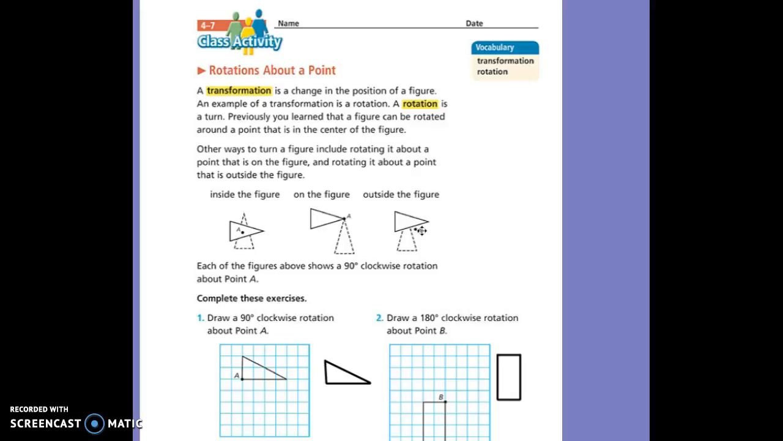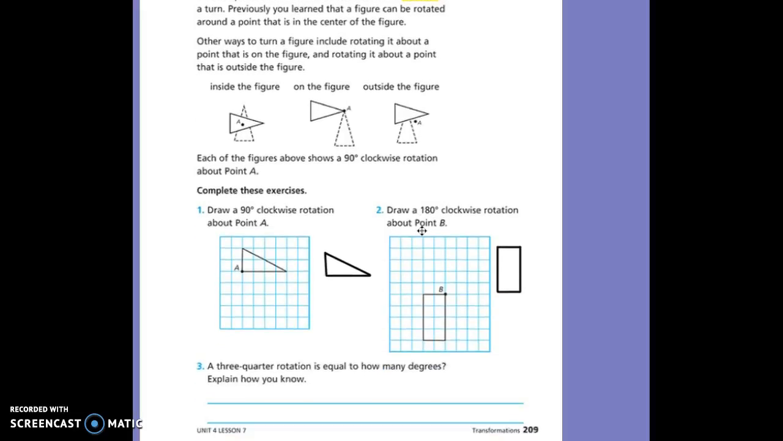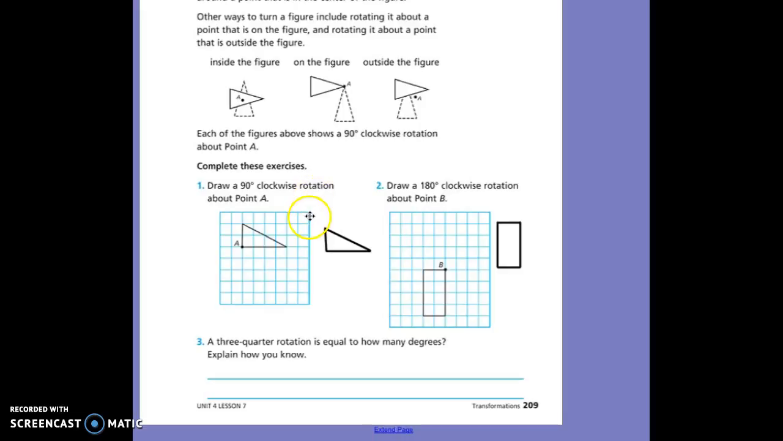So let's go ahead and see if we can practice some of these rotations. It says draw a 90 degrees clockwise rotation around point A. Now on the computer I'm going to use this figure, but mine rotates around the center point, not point A, so that's why it's not on there. But I know I want to go 90 degrees, and then I've got to figure out where it would be on point A, and it would be right here. Because if I rotated 90 degrees back, it would land right on that point. All right, good.